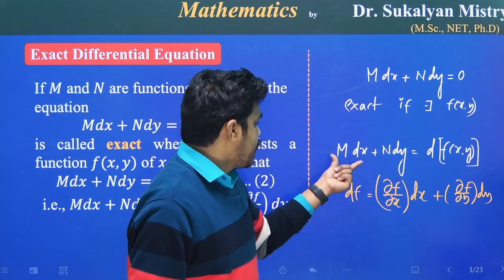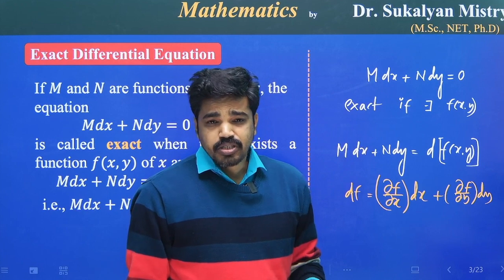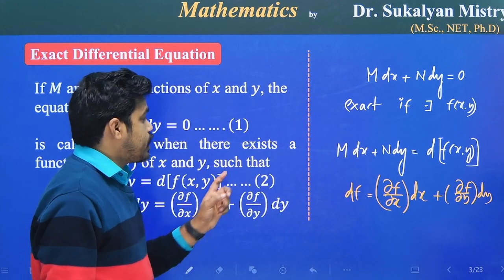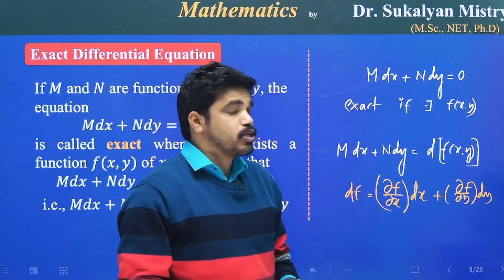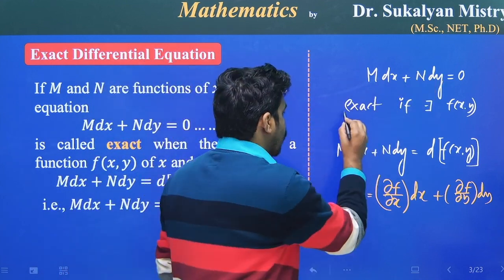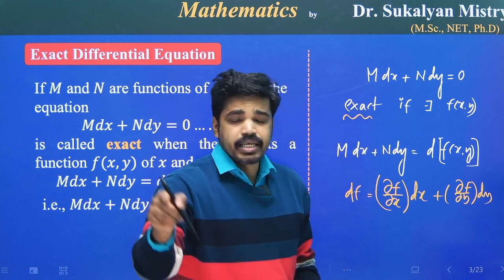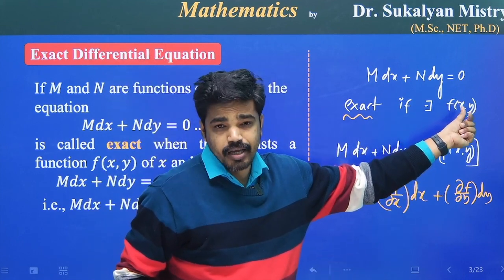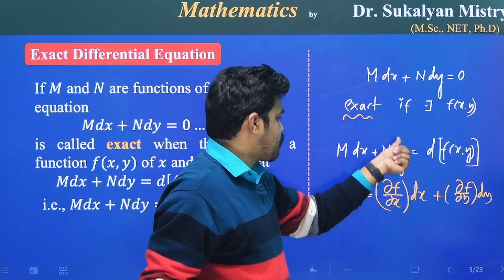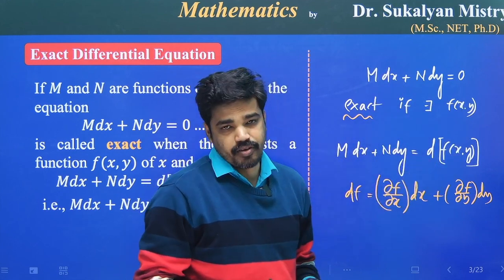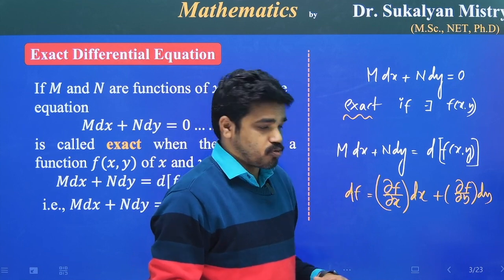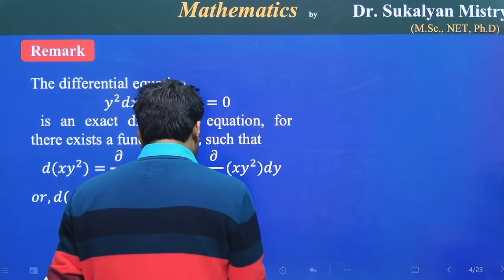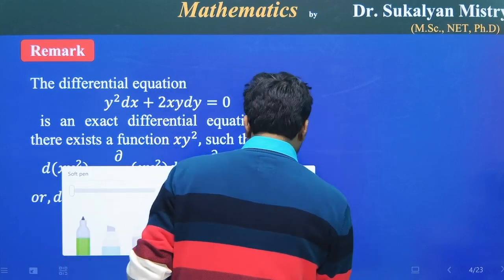So what is exact differential equation? If M and N are functions of x and y, then the equation M dx plus N dy is equal to 0 is called exact if there exists a function f, a function of x and y, such that M dx plus N dy is equal to d of f(x,y). I am discussing an example. Let us consider an example. Just see this example.